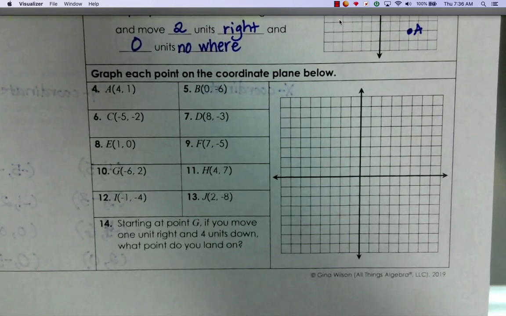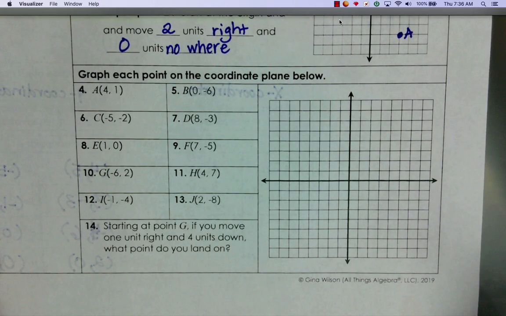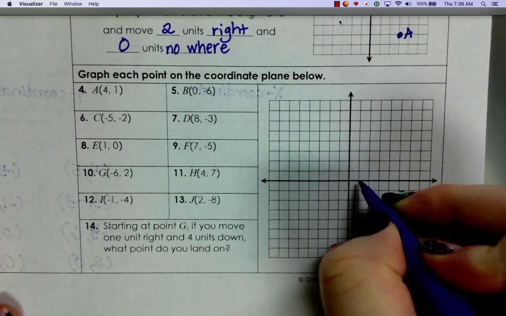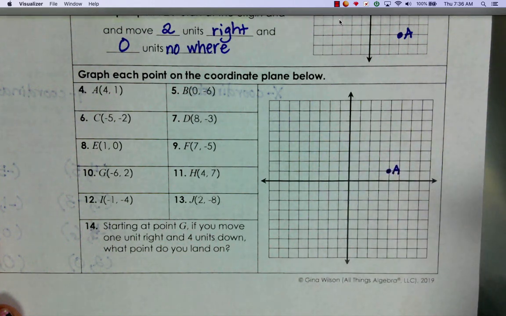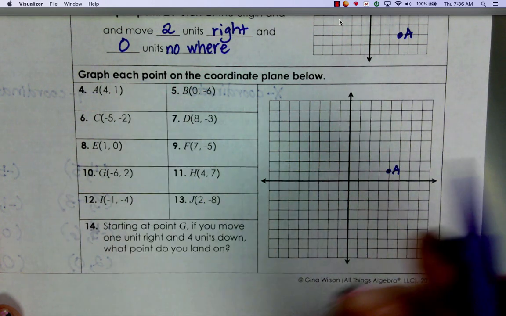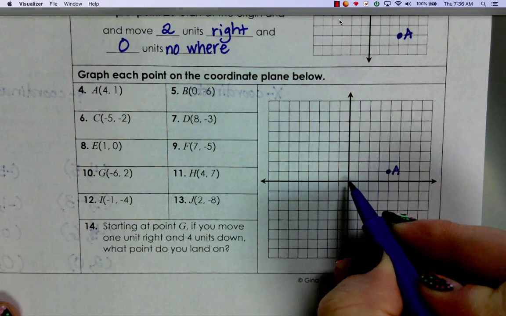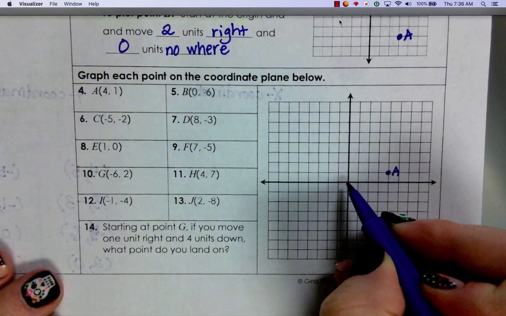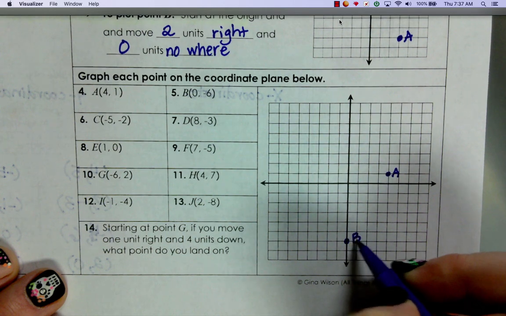So now we're kind of opposites. Instead of identifying points, we're going to be graphing them now. So we're going to graph each one of these points. So letter A, we're going to go from the origin, 1, 2, 3, 4, and go up 1, and there's your A. B, 0. So at my origin, I'm not going left or right because it says 0 for my x coordinate. We're not going anywhere, but we are going -6, which is down. Negative is down, 6. 1, 2, 3, 4, 5, 6. And that's B. Don't forget to label it.